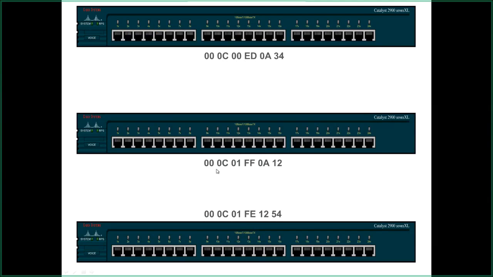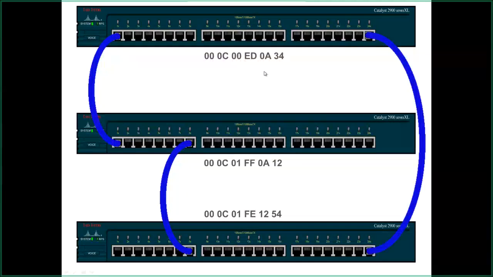C00 is lower than that one and that one. So we have our root bridge. So connect these two together. Our third one comes up, and what's going to happen? PDUs are going to be sent. So this one comes up because it was physically connected first, no loop.